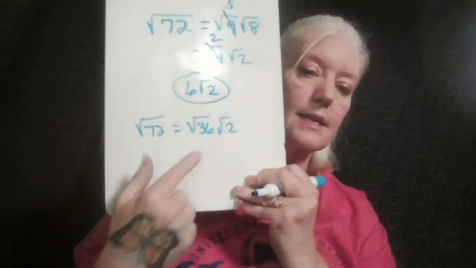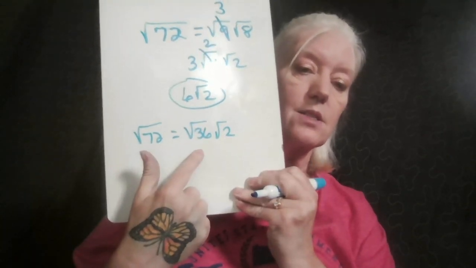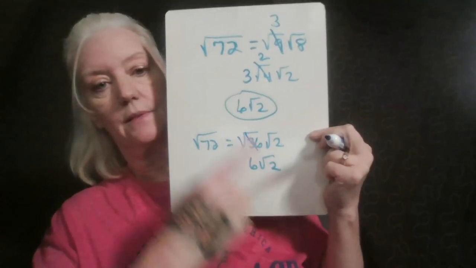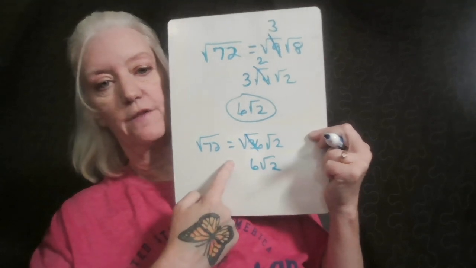72 is 36 times 2. Guess what? Square root of 36 is 6. That breaks out immediately. One step and I'm done. Voila. Same answer. Got there faster.